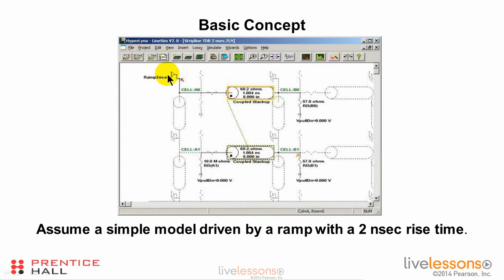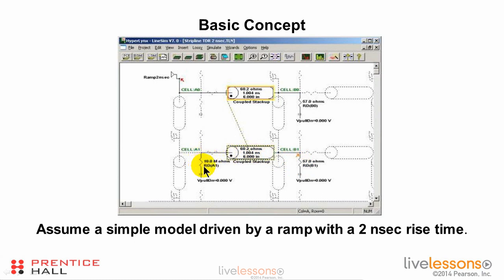What we have is a driver. The driver is driving through a transmission line. That transmission line is terminated at the far end. We have a coupled trace nearby. This trace is coupling into this trace. This trace is terminated at the far end. This is the victim trace. It's terminated at the far end in a CMOS transistor. It is not terminated at the near end.